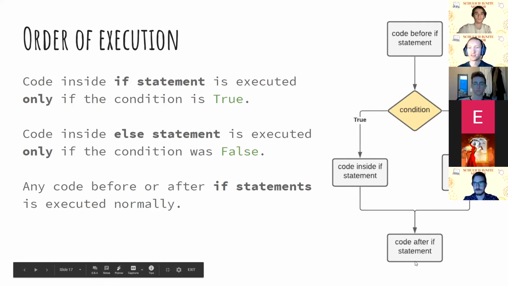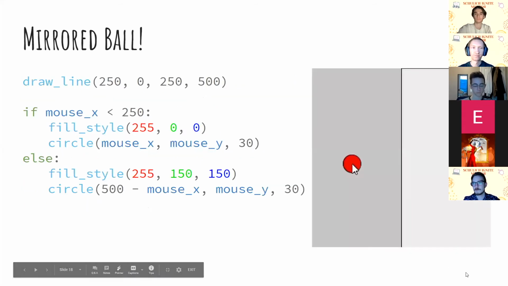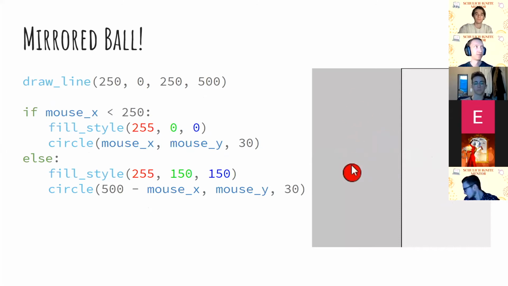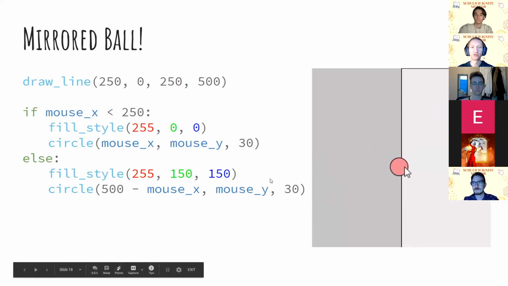And in both cases, whatever is after that if statement, it's always going to get run. Okay, so we're going to add a little bit to our example. So we're going to add that else case. In this example, what we're trying to do is make it so that when our mouse cursor is on the right side, we are drawing a mirrored version of the ball. You'll see that we change the fill style a little bit, and then we are modifying where that position is. We take the width of our screen, and subtract the X position. That's going to give us the mirroring effect.